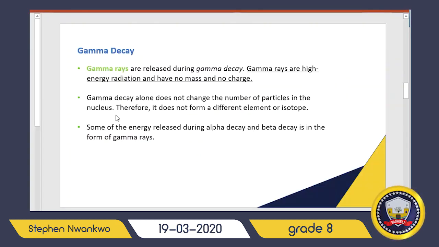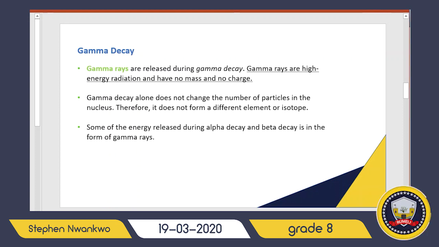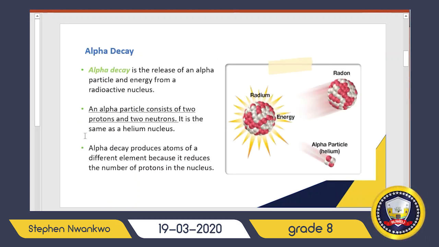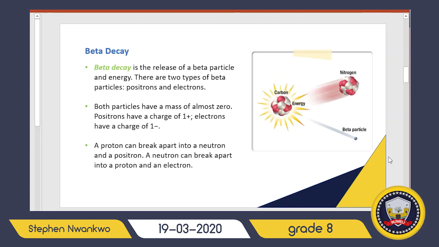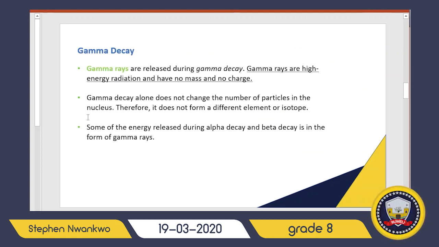Also, don't forget this gamma radiation has no mass or charge. But we said that in alpha, for example, this alpha particle has two protons and 2 neutrons. It has a mass. And also in beta decay we have this beta particle. It has either positive charge as a positron or negative charge as an electron. Okay, but in gamma we don't have any mass or charge.